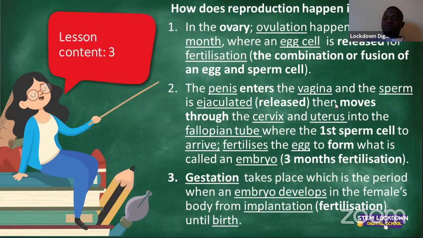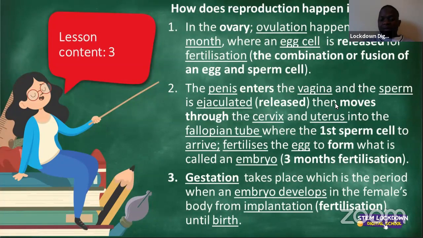The first sperm to arrive is the one that's going to fertilize the egg. When that happens, it's going to make what we call an embryo. So again, what is an embryo, ladies and gentlemen? An embryo is a fertilized egg. What is fertilization? It is the combination of the egg and the sperm cell. So into 3 months of the fertilization, we then get what we call an embryo.